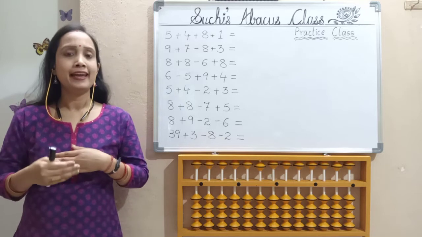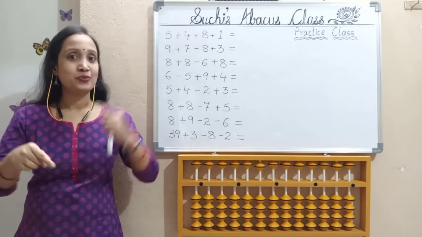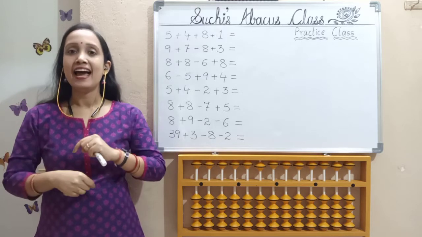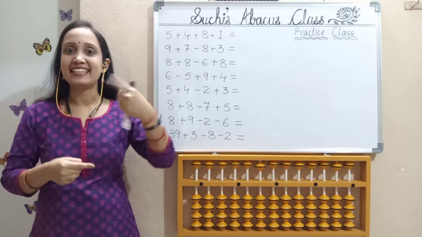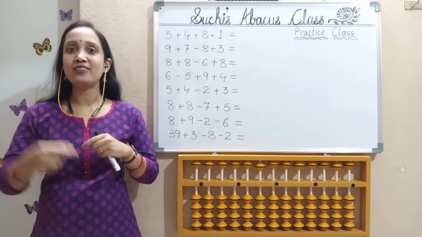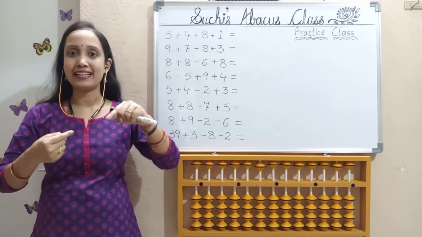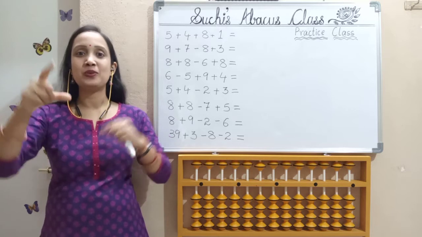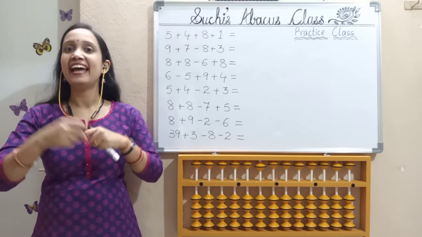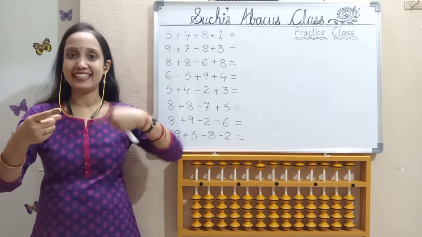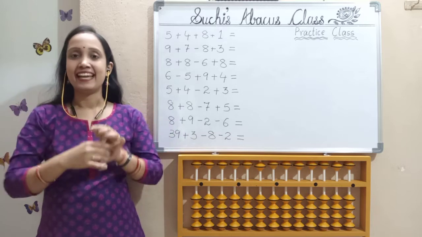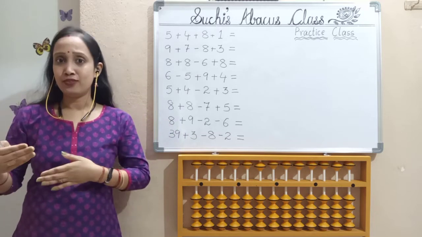Tell with me only. Add 9 is equals to less 1, add 10. Add 8 is equals to less 2, add 10. Add 7 is equals to less 3, add 10. Add 6 is equals to less 4, add 10. Add 5 is equals to less 5, add 10. Add 4 is equals to less 6, add 10. Add 3 is equals to less 7, add 10. Add 2 is equals to less 8, add 10. Add 1 is equals to less 9, add 10.